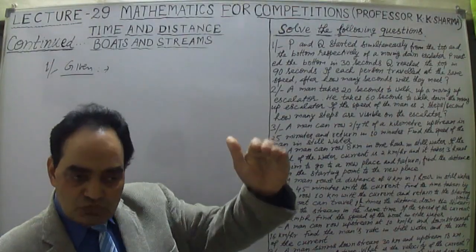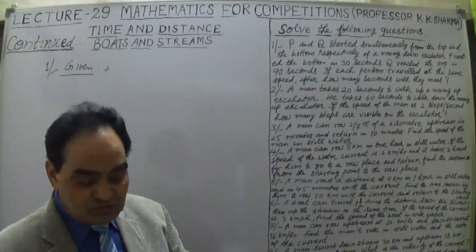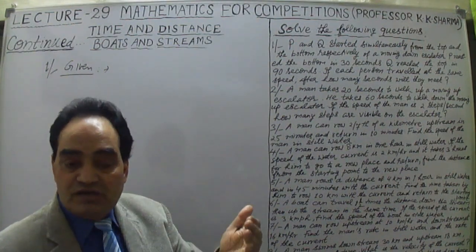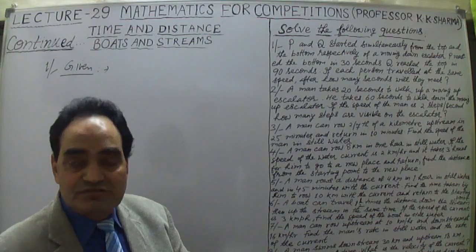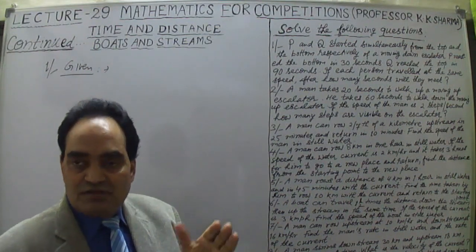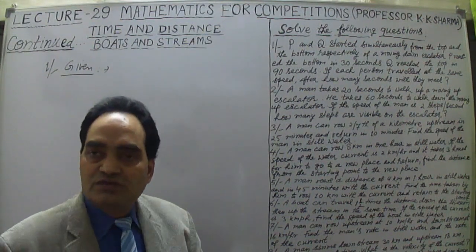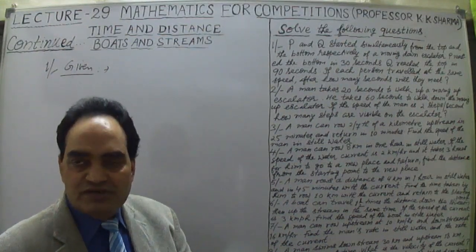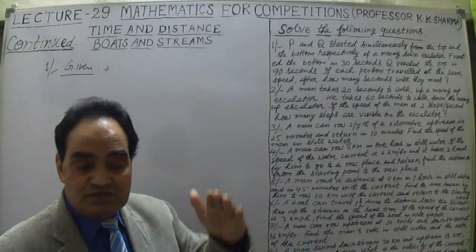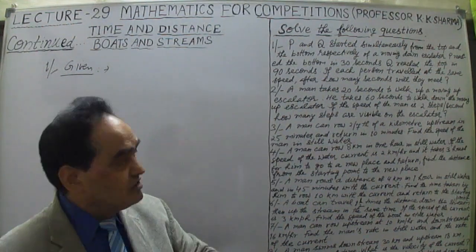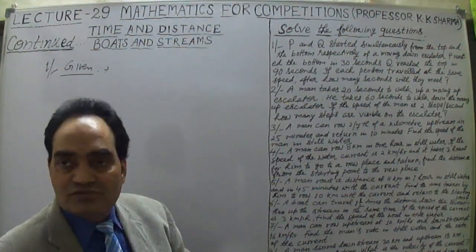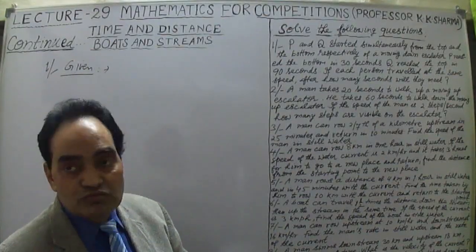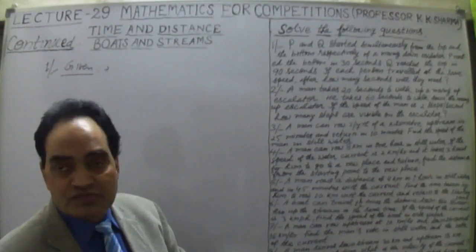Now the escalator is moving downwards, got the point, and P is coming downwards. It means he is coming along the escalator's speed. So this is just like a boat going along the direction of the current or stream, which is moving in the same direction. So this is the same thing when P is coming downwards and the escalator is also moving downwards. Got the point? Right.